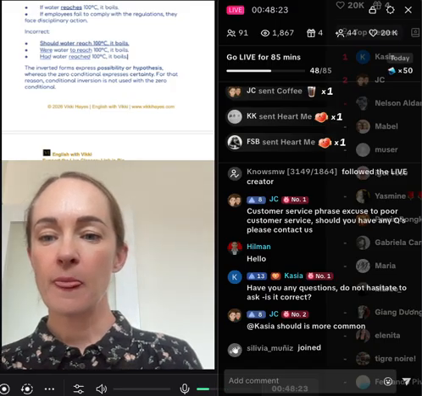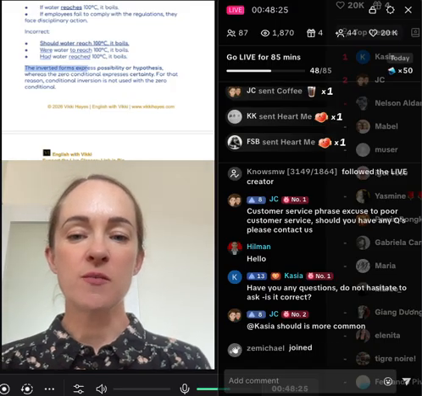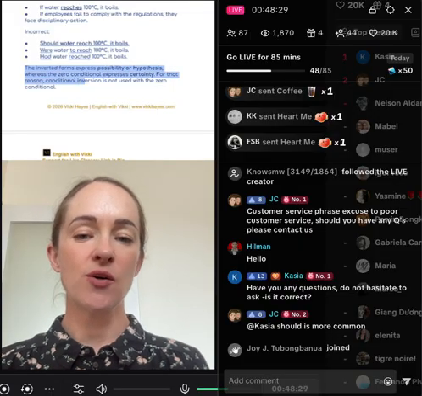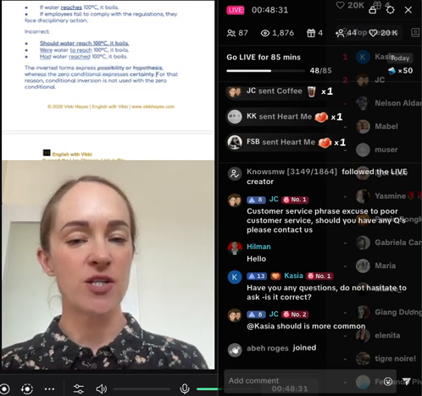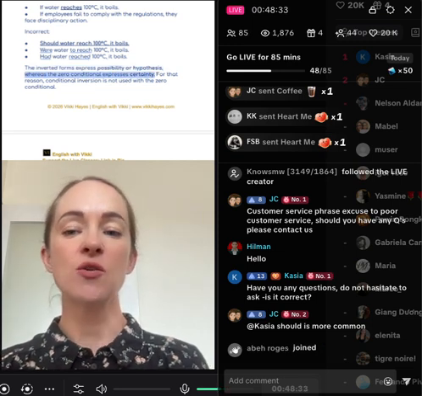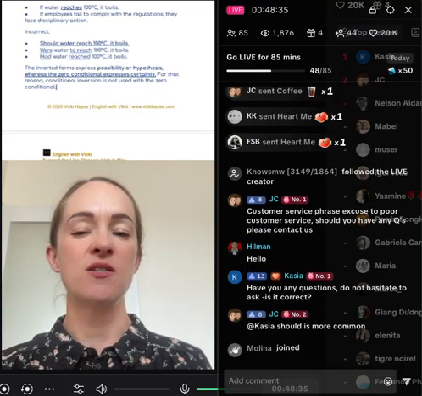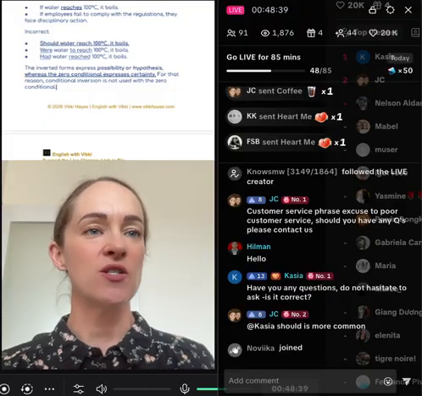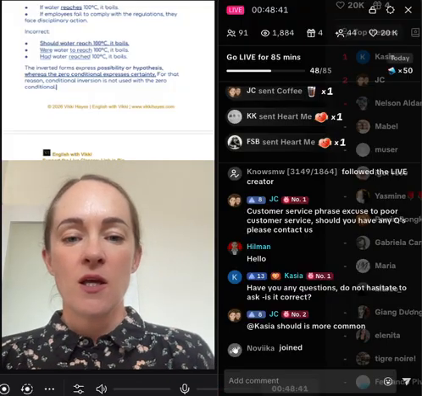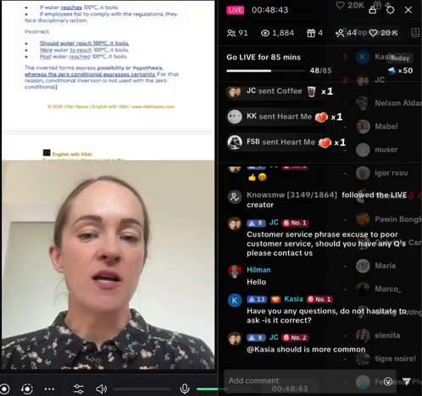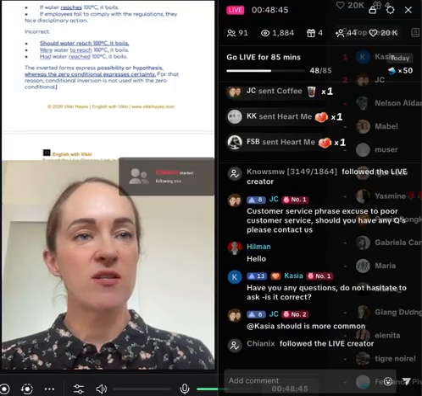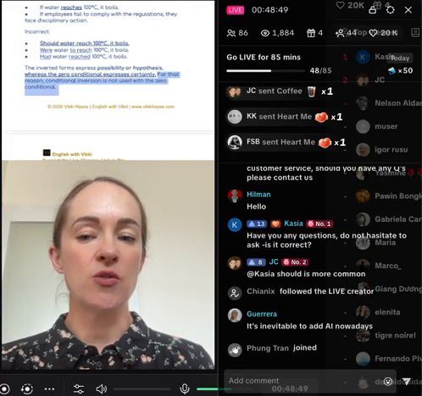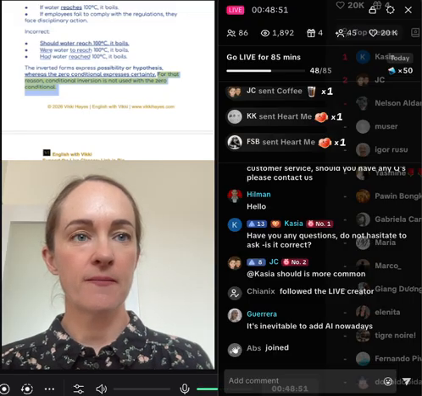So the inverted forms express possibility or hypothesis, whereas the zero conditional expresses certainty. Also, have expresses certainty, so should, because maybe they won't have a question. It's like, should you have a question? For a possibility, rather than certainty, which is must and have. For that reason, conditional inversion is not used with the zero conditional, right?